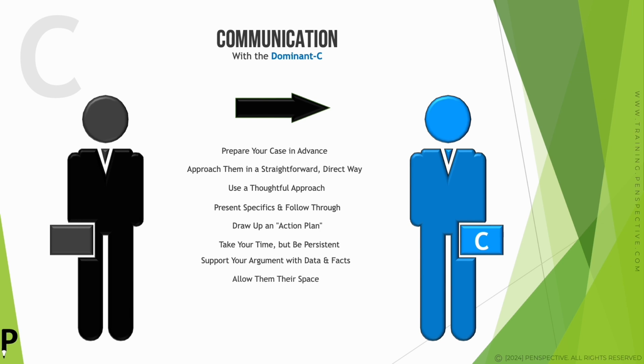Allow them their space. Respect dominant Cs' need for space and autonomy in the decision-making process. Avoid imposing pressure or using aggressive closing tactics, as this may backfire and create resistance. Instead, provide them with the information and time they need to make a well-informed decision at their own pace. Avoid invading their personal space or touching them, as they value their privacy and boundaries.